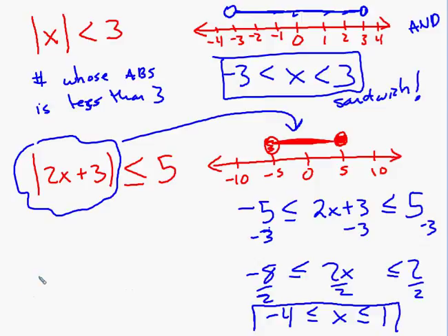So, if it's absolute value with a less than or less than or equal to, it's a conjunction, and. I'm going to sandwich it.